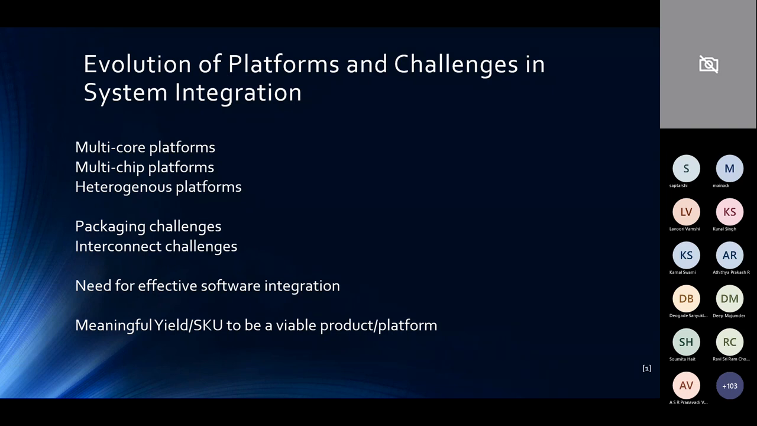the growth further. So when you talk about platforms, going from a single chip era to a multi-chip era or multi-core era, we generally talk about three primary kinds of platforms. It could be multi-core, multi-chip, and more recently, heterogeneous platforms. Now, when you move to such chiplet driven or core driven platforms, you have quite a lot of packaging challenges. So you'll see a glimpse of what 3D packaging looks like.